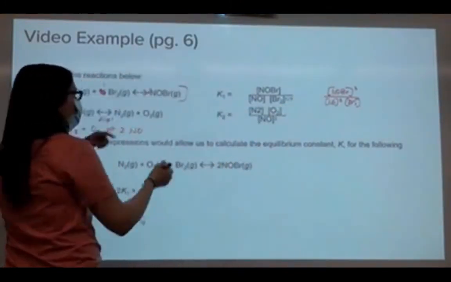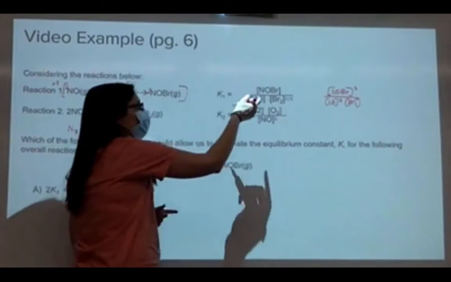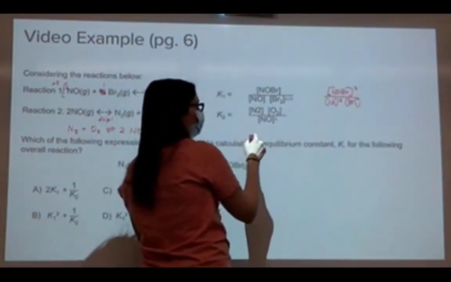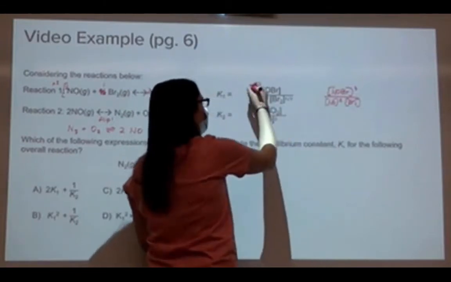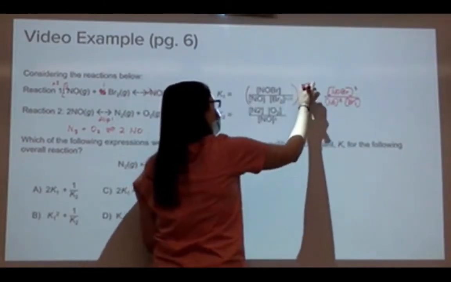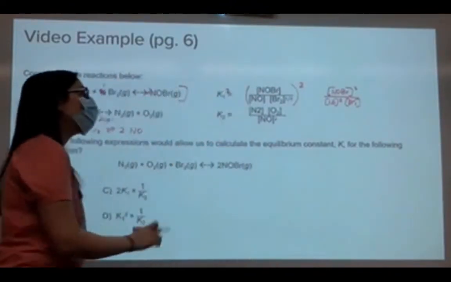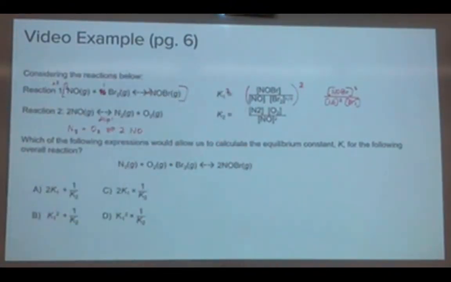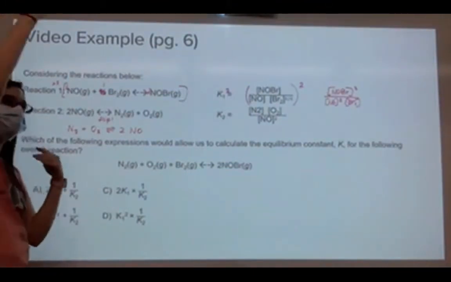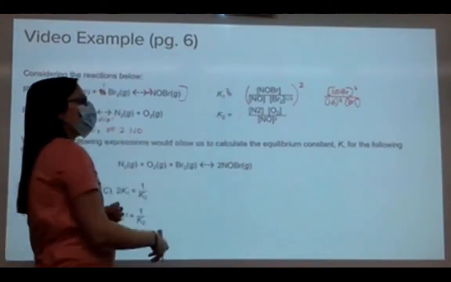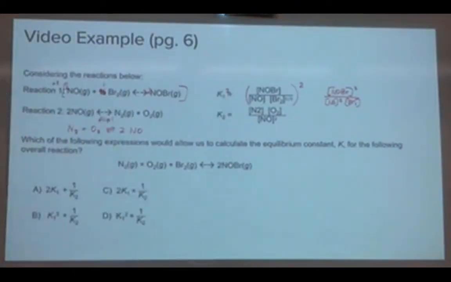I'm no longer just multiplying. I can't just do 2 times K. Notice it's NOBr squared now, NO squared. So what we actually do, when we multiply a reaction by a factor, is take the K to that factor. I multiplied by 2, so I'm going to do K squared, because that's how you're changing the K expression.